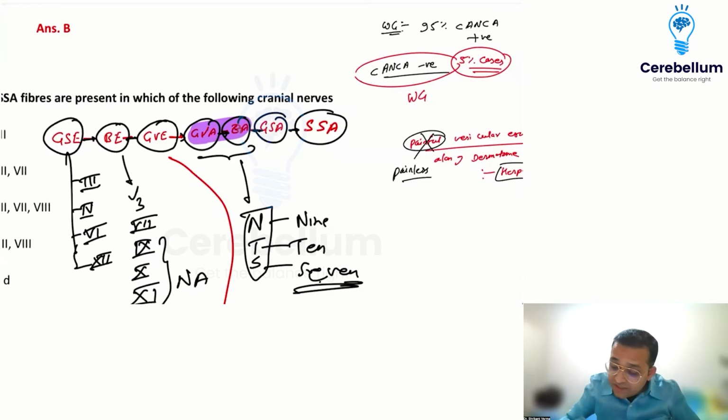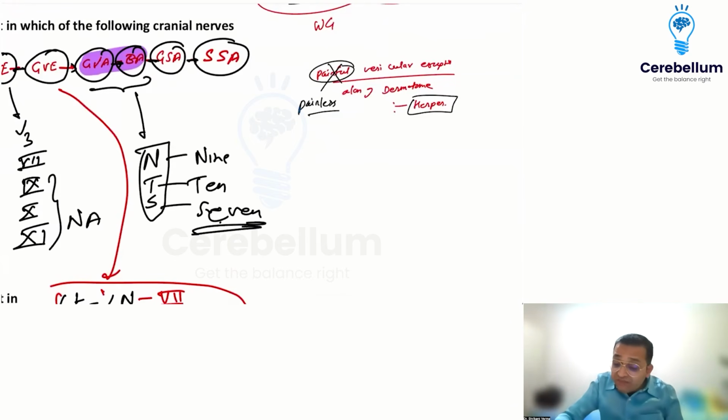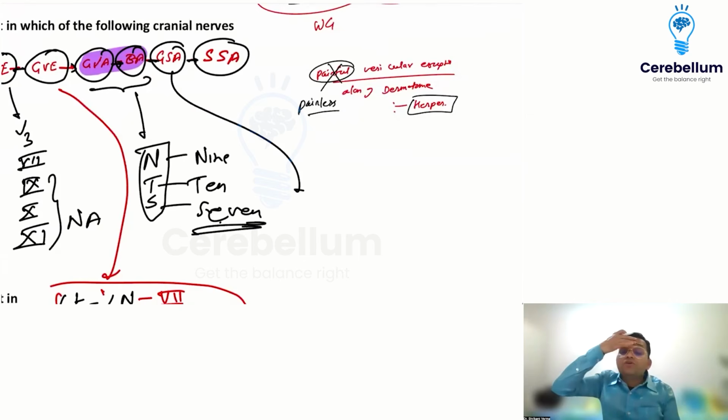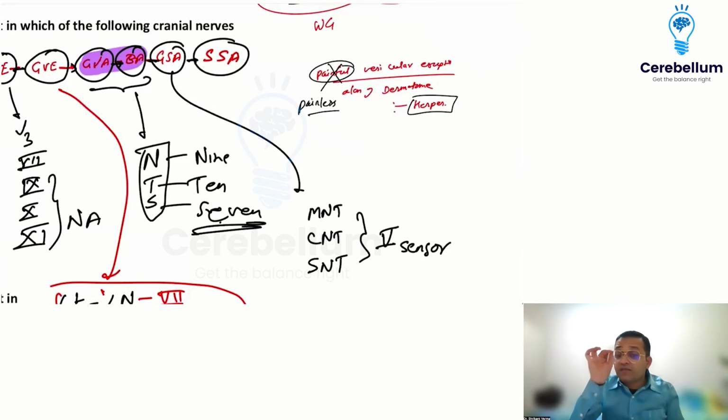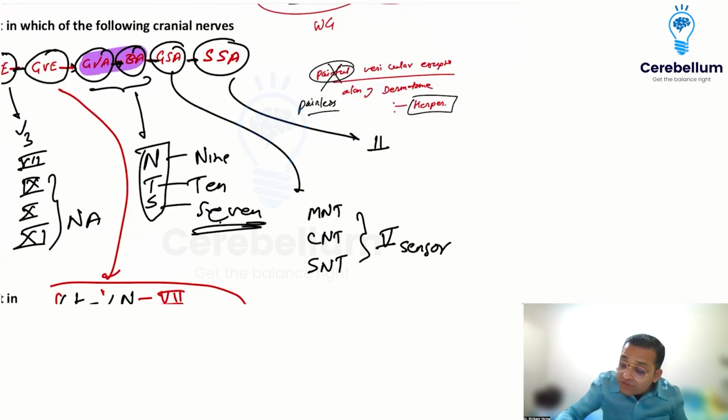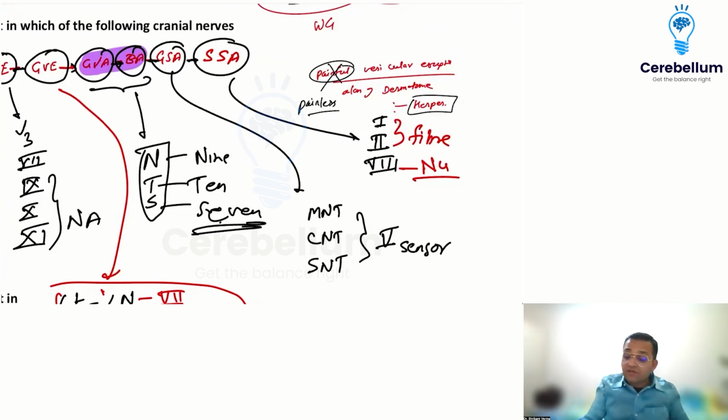Then general somatic afferent. Sir, this general somatic afferent is the general somatic sensation. Okay, yes, general somatic afferent. So this is the fifth cranial nerve, the facial sensation, the sensory nerve. Getting the point? So remember beta, the mantu, cantu and santu, the fifth cranial nerve, sensory nucleus, and last special somatic afferent. Remember beta, if we are talking about the afferent fiber, then first, second and eighth. But if we are talking about the nucleus, then only the eighth cranial nerve has a nucleus.